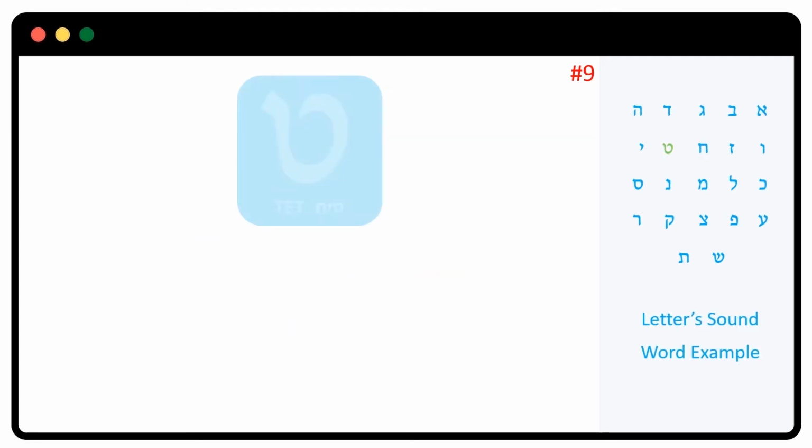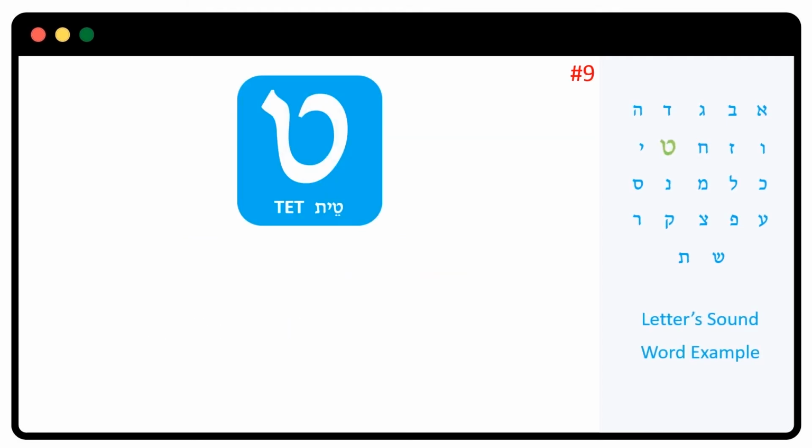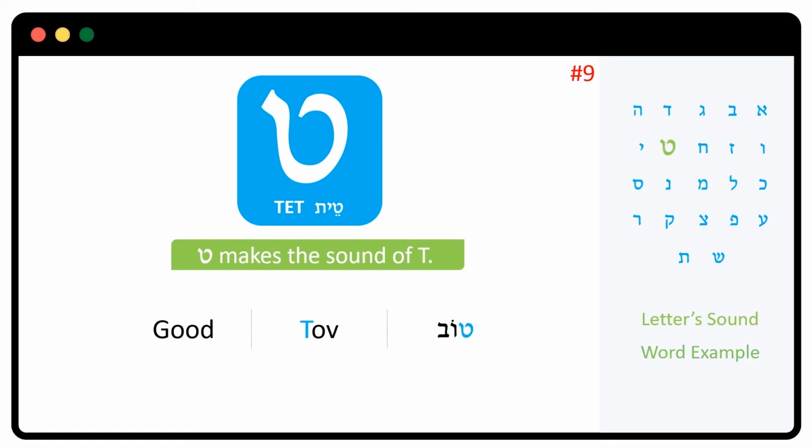Letter number 9 is the letter Tet. The letter Tet makes the sound of the letter T. Our word example for the letter Tet is Tov. The word Tov starts with the letter Tet, and Tov means good.